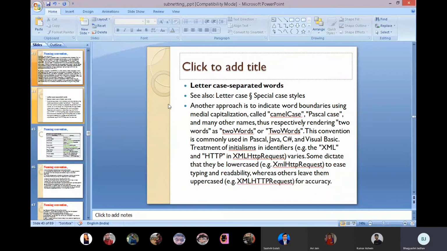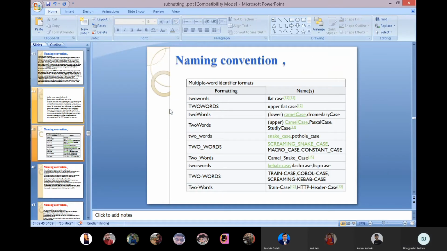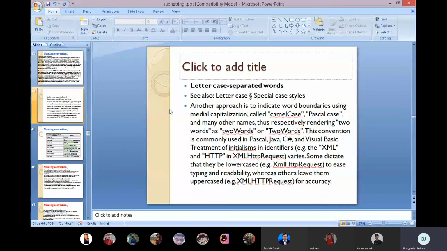Now letter case separated words. See also letter case and special case types. Another approach is to indicate word boundaries using a medial capitalization called camel case, Pascal case, and many other names, thus respectively rendering two words as twoWords, or TwoWords.